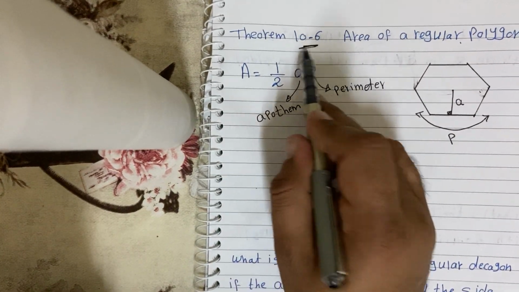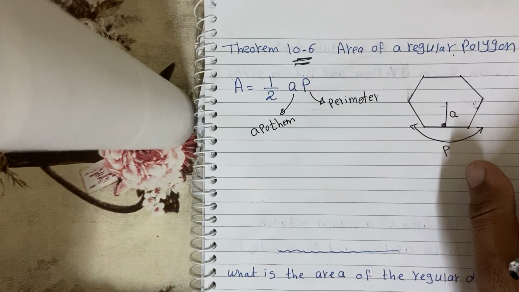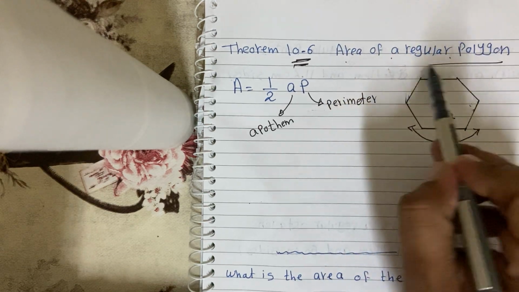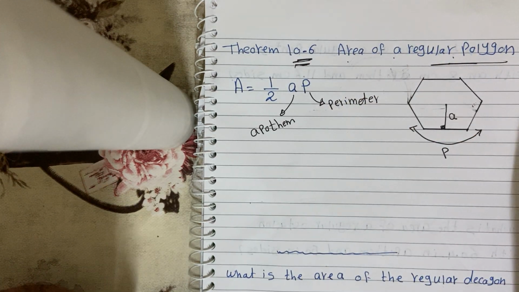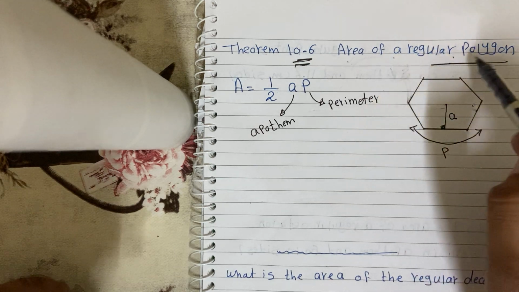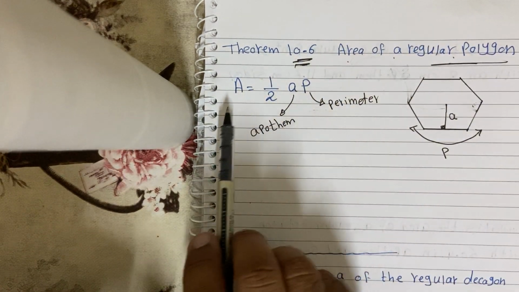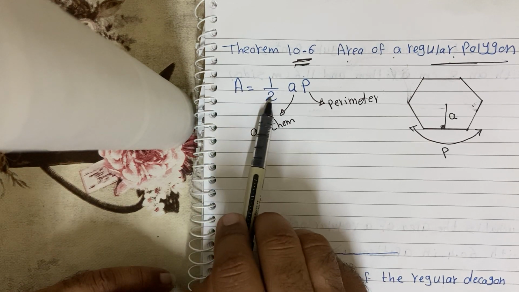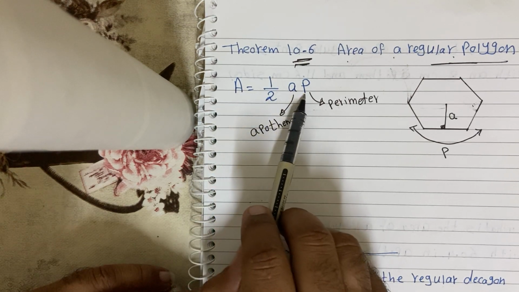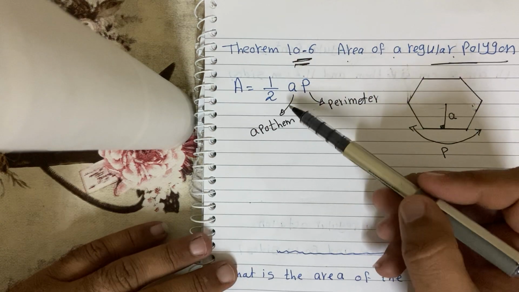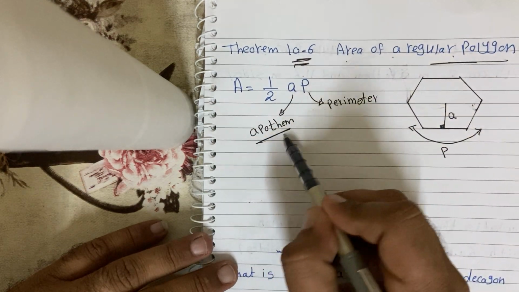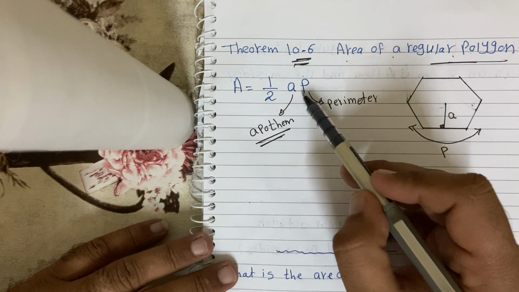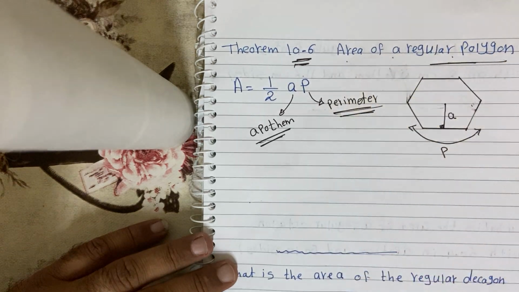Theorem 10.6. This theorem is very important. Area of a regular polygon. How can we find the area of any regular polygon? The rule is like that. Area of a regular polygon is half times A times P. What is A? A is the apothem. What is P? P is the perimeter of the polygon.